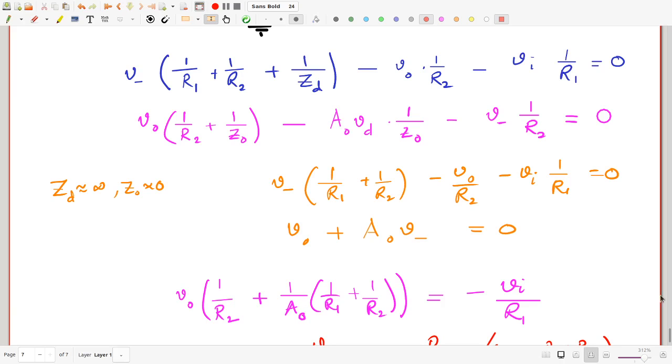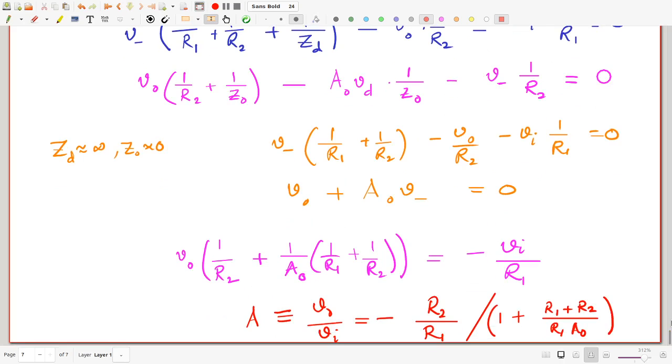But even if A0 is not infinitely big, where A0 is finite, what you see here is this. The gain comes out to be minus R2 by R1 divided by, this just requires slightly manipulating this particular expression, and you get 1 plus R1 plus R2 by R1 times A0. So of course the final gain of the circuit, this A, is the gain of the amplifier. This does depend on the raw gain A0 of the op-amp. But notice one thing, R1 plus R2 by R1 typically would be a number which is more than 1 of course, but is of the order of 1. It's not going to be huge.